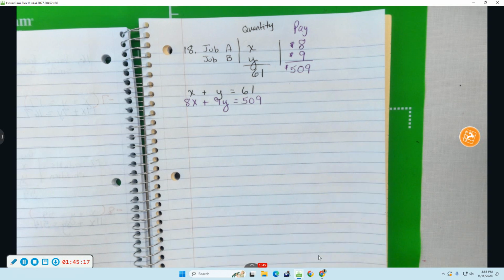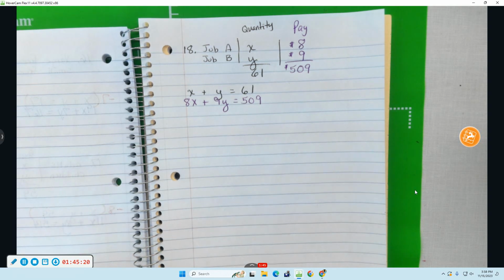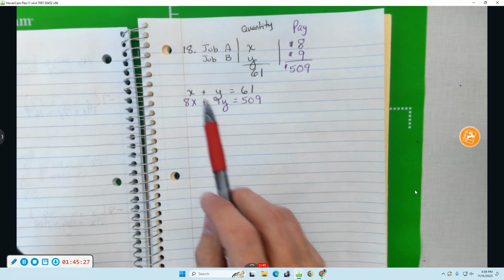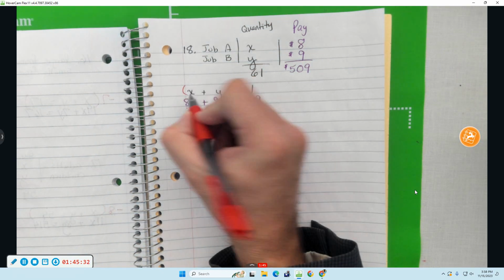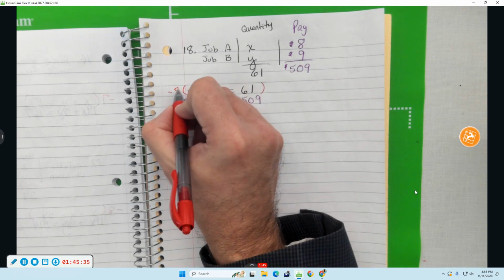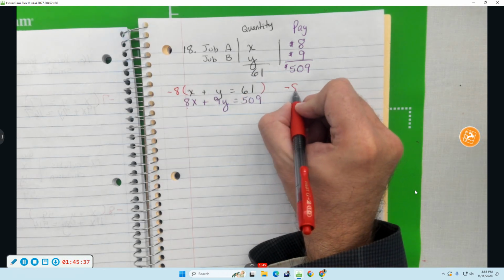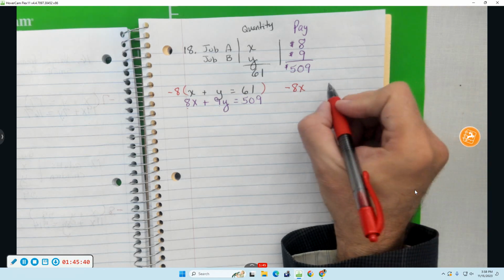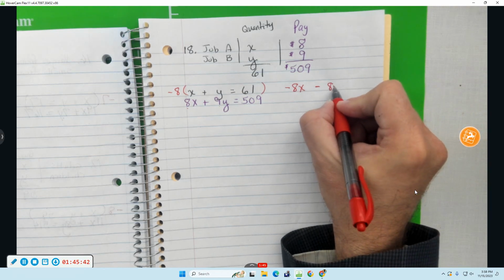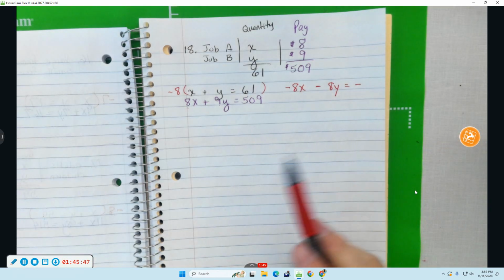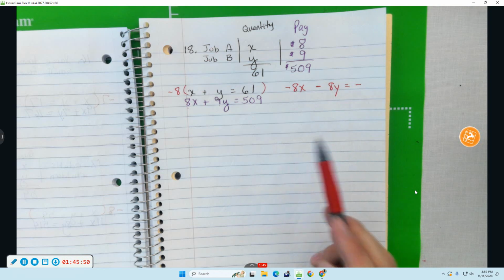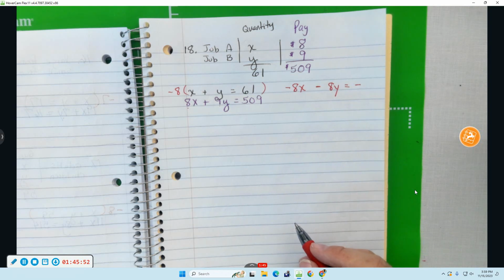Well, I'm going to use elimination. What letter do you think we're going to eliminate, X or Y? Yeah, I'm going to eliminate X. I'm going to do the one that's smaller. So what's he going to multiply by? Negative 8. Remember, he wants the same coefficient but the opposite sign. So he has a negative 8x. Then a minus 8y, and negative 61 times 8 would be 488.